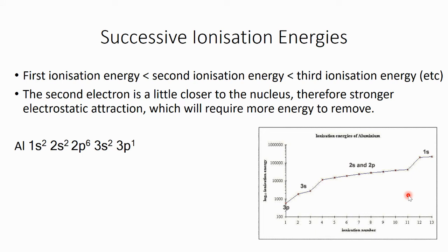So far we've been talking about the first ionization energy, and then you'd need to add even more energy to remove the second electron and the third electron. The second electron is closer to the nucleus, therefore there is stronger electrostatic attraction, which requires more energy to remove. This is a graph of the ionization energy of aluminium. You can see that we remove the 3p electron, then we remove the 3s2 electrons, and you need more and more energy to remove the electrons.